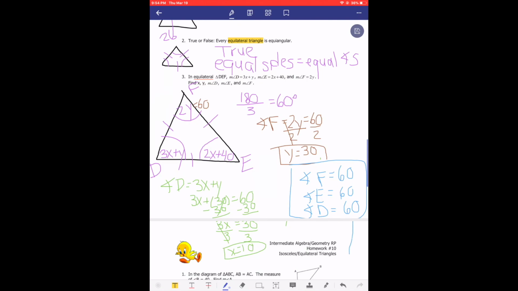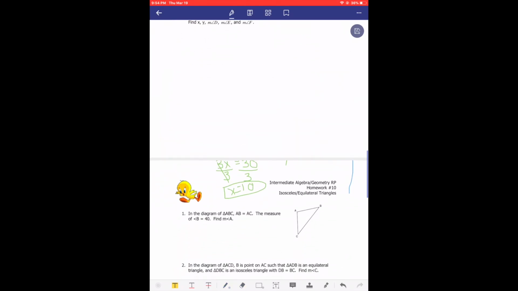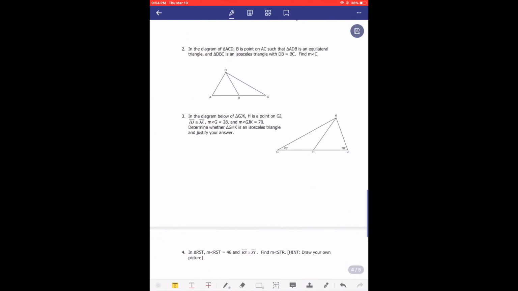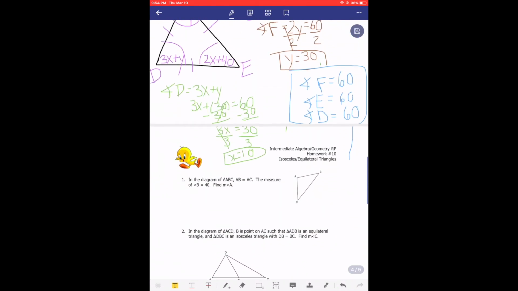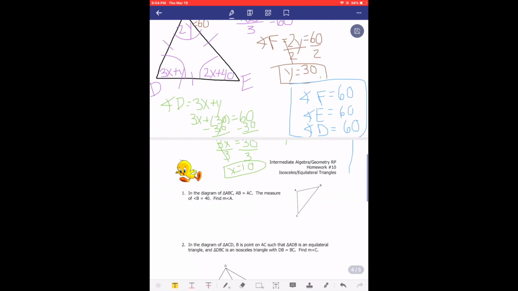Your homework for tonight is going to be to complete questions 1, 2, 3, and 4. You can skip the review questions at the bottom. So homework number 1 through 4.